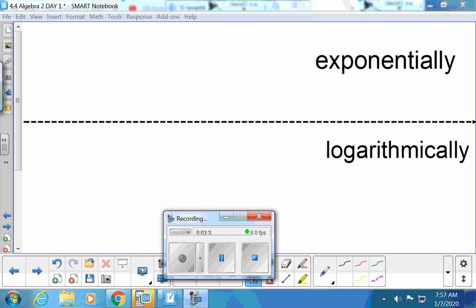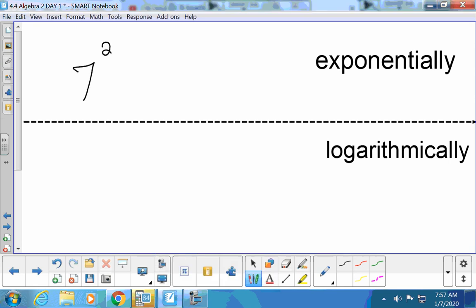We're going to try several more examples so you get more comfortable with this. Let me think of another true statement. What about 7 squared equals 49? That's a true statement, written exponentially. 7's the base, 2's the exponent, 49's the answer. Let's try to write it logarithmically.